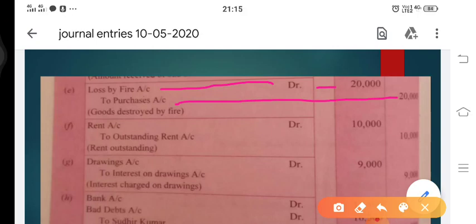Moving towards the next point we have, rent outstanding. Now what is the meaning of rent outstanding?